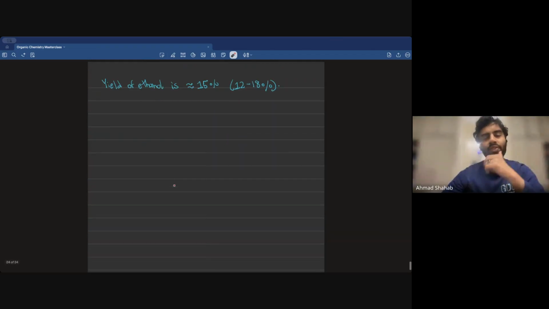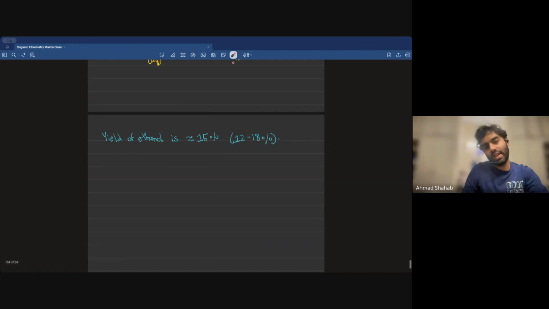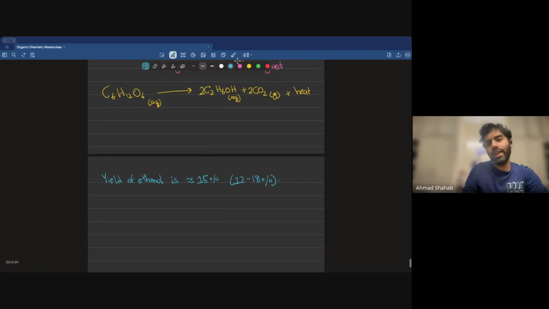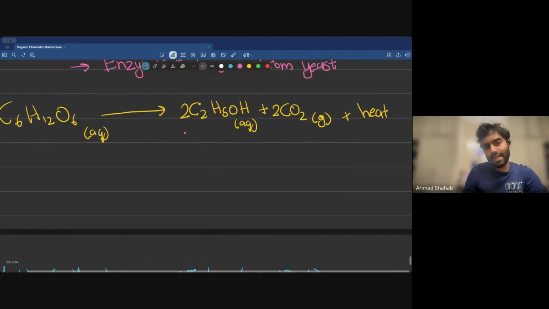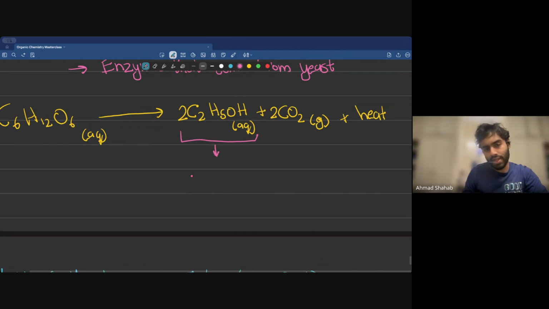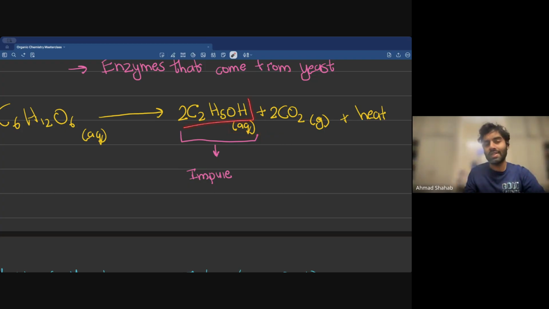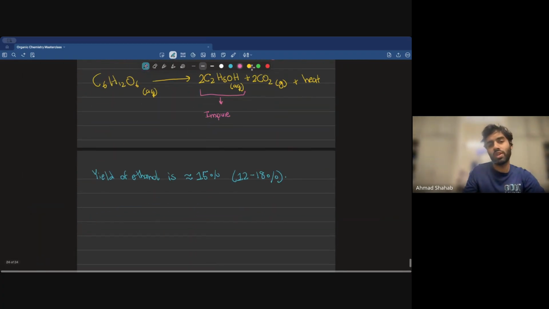So we have this as one of these methods. And one other thing I want you guys to notice is that this ethanol being produced is impure. Why is it impure? It's because this is aqueous. We want ethanol in its absolute raw form, in such a state that is found at RTP. We do not want it aqueous. We want it pure. So that is one of the disadvantages of this reaction.